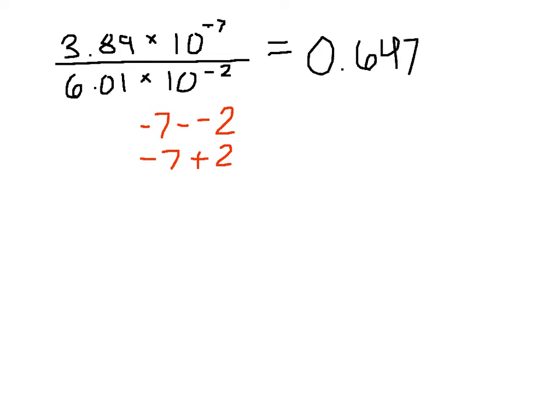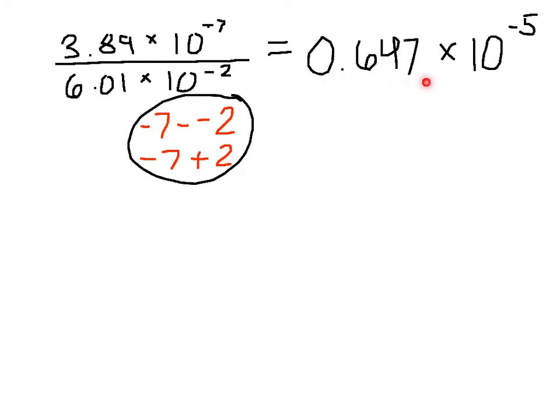So we're always going to have times 10 here, and our exponent is going to be -5 because of this right here. So this is the answer we got after plugging it into our calculator and subtracting our exponents. But the problem is it's not technically in scientific notation. It's only in scientific notation if we change this to a one-digit number. So we're going to move the decimal place over 1, in order to make this a one-digit number. That's going to end up being 6.47.